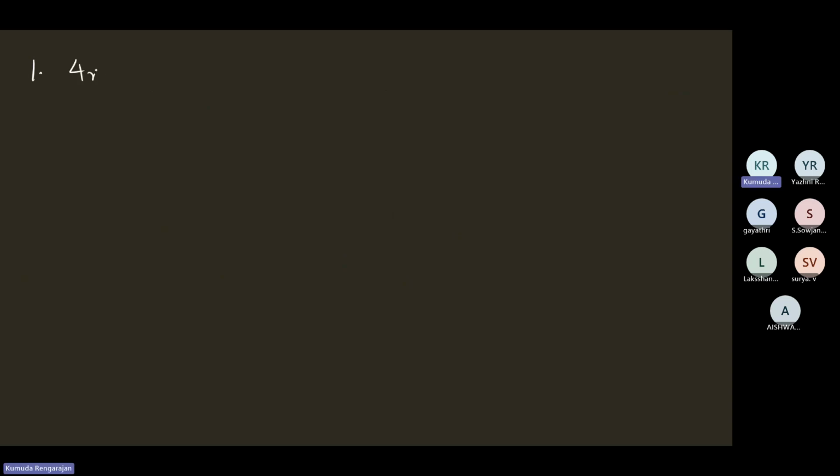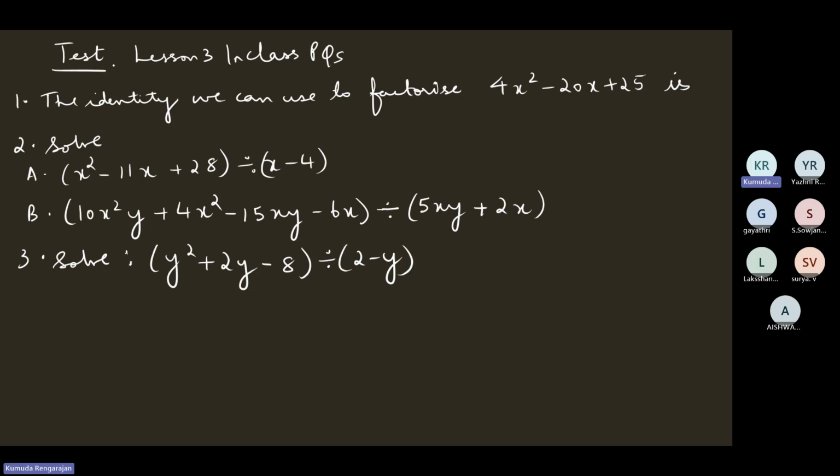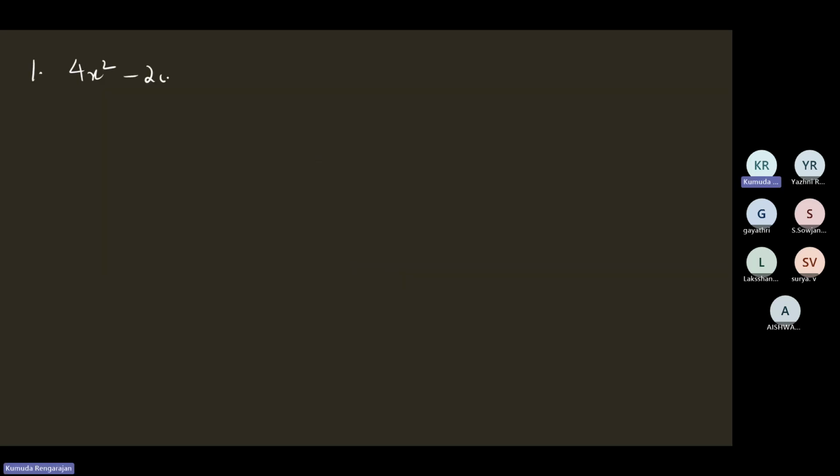So 4x squared minus 20x plus 25 can be written as a the whole square minus 2 into a into b plus b the whole square. This expression can be written in this form. So (2x) the whole square is 4x square, 2x into 2x is 4x square. And in the last bracket, 5.